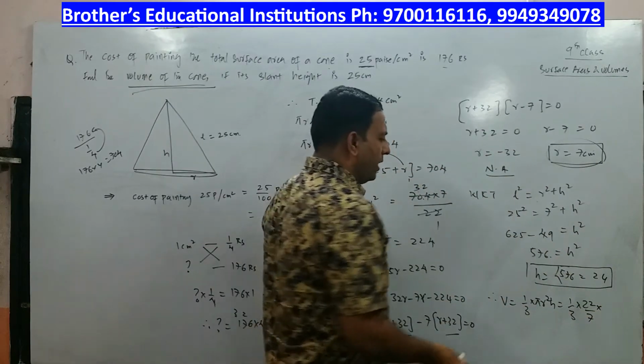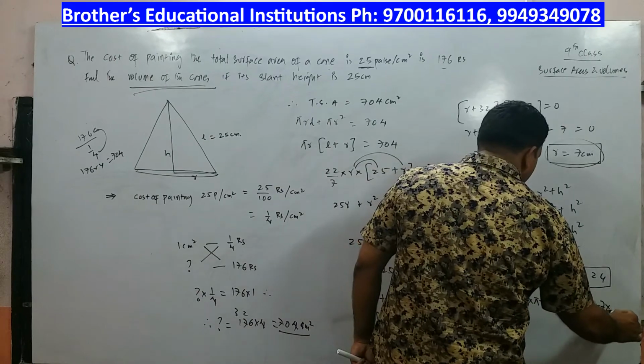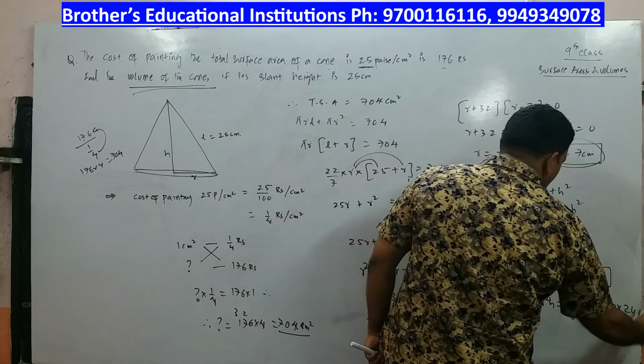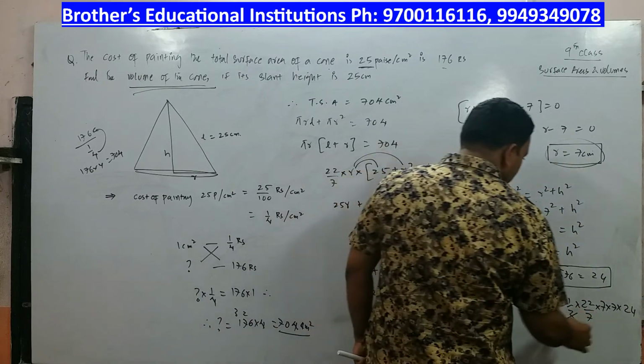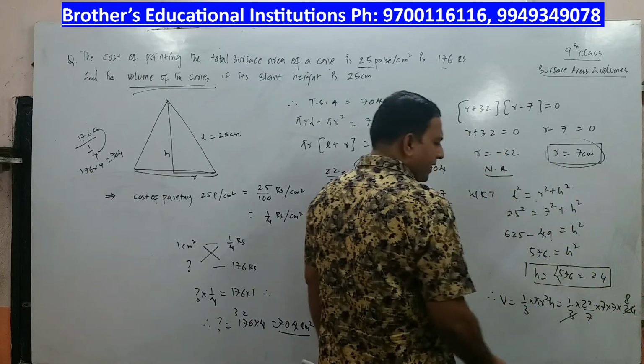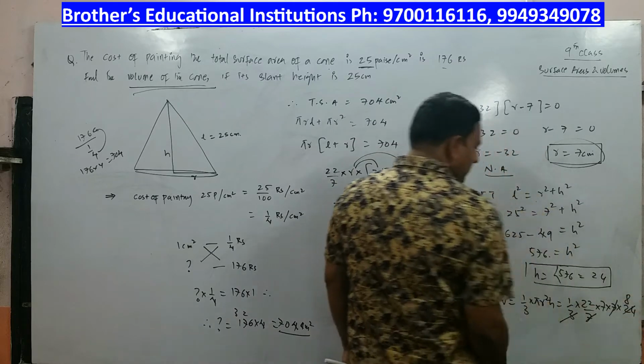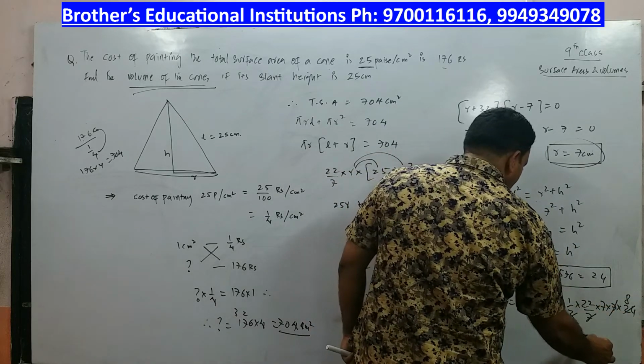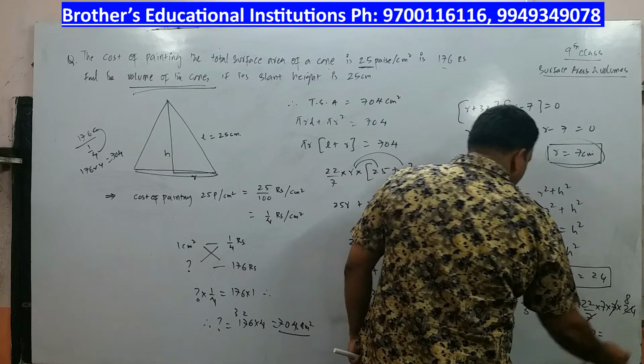What is R square? R square is 7 into 7 into, what is the value of H? H is 24. Any cancellations? 3 ones are, 3 eights are. Further any cancellation? 7, 7 cancel. What is it you are left with? 7 into 22, that is equal to 154 into 8. What is 154 into 8?